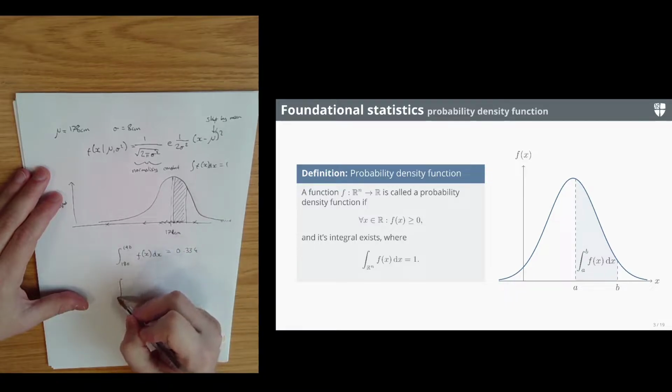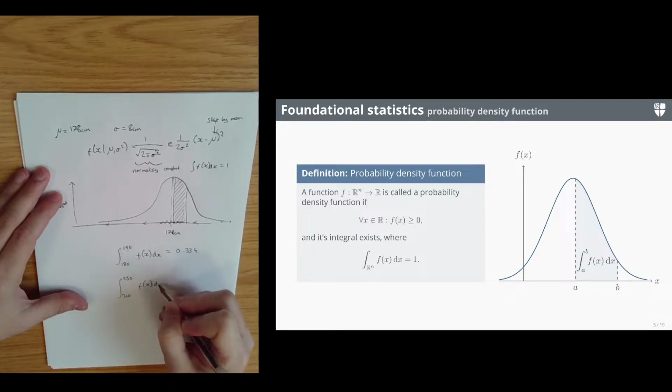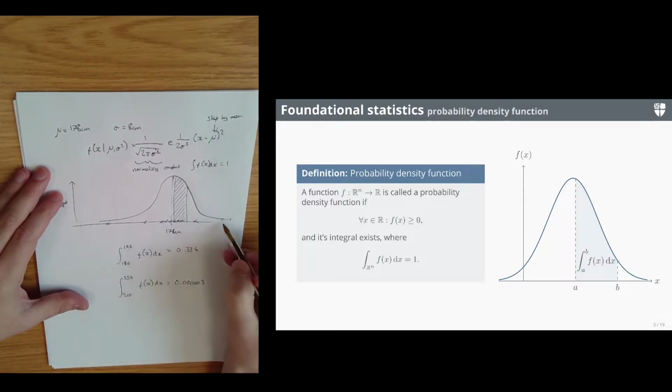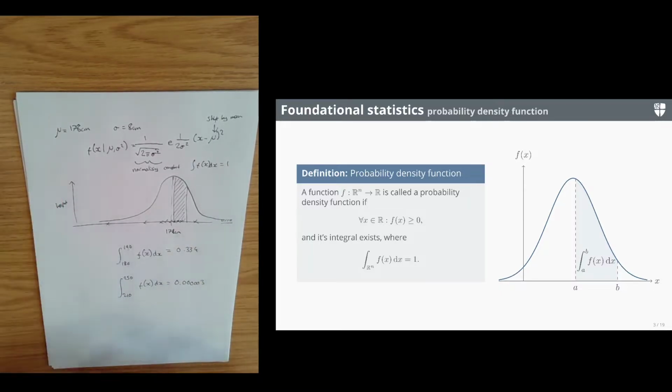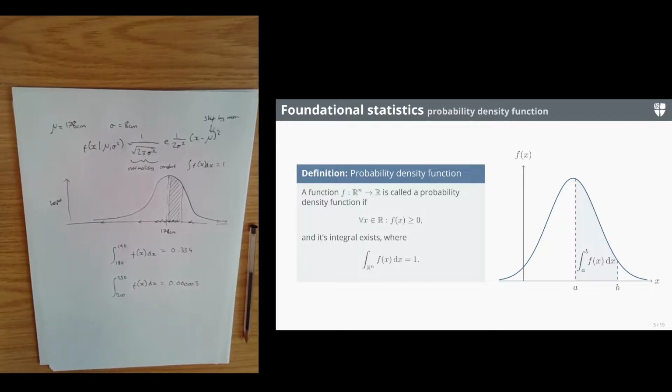You can just plug that into Desmos if you want to see it. You would write the integral from 210 to 250 of f of x dx, and that would give you something like 0.000003. It's very, very unlikely that you would find someone this tall if it's modeled by a normal distribution. So let's just switch back now.